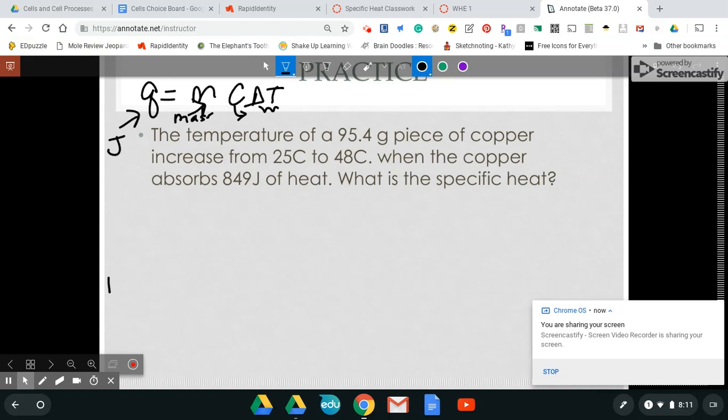So let's look at what we've got. You've got 95 grams. All right, so what I like to do is just sub in what I know. So I've got a mass of 95.4 grams. It is increased from 25 to 48 degrees Celsius.